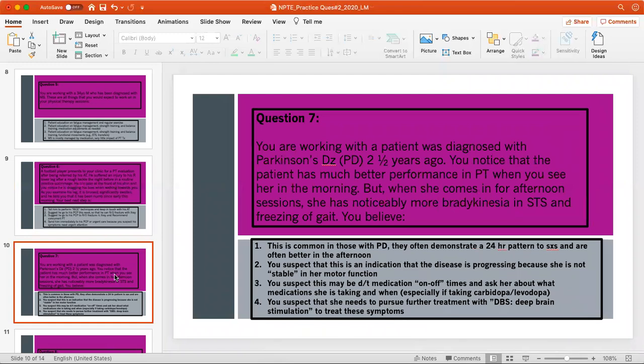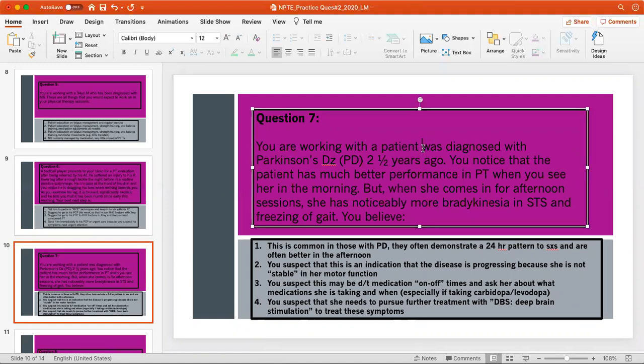Okay, question number 7. You're working with a patient who was diagnosed with Parkinson's disease 2.5 years ago. You notice that the patient has much better performance in physical therapy when you see her in the morning. But when she comes in for afternoon sessions, she has noticeably more bradykinesia in sit-to-stand, so slower, and freezing of gait. You believe that this is common in those with Parkinson's.